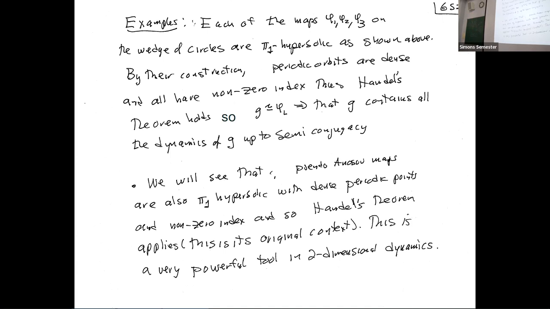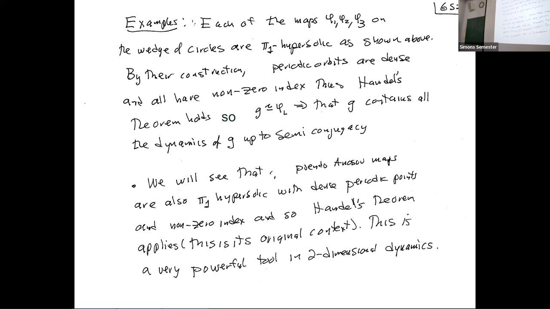This will be the last thing, and then next time I'll come back to this and show you a little bit about the proof, how it uses global shadowing. For all our examples on the circle, we've already seen they're Pyro and hyperbolic. All the classes are essential. We didn't talk about this before, but standard dynamics, periodic points are dense. They all have non-zero index.